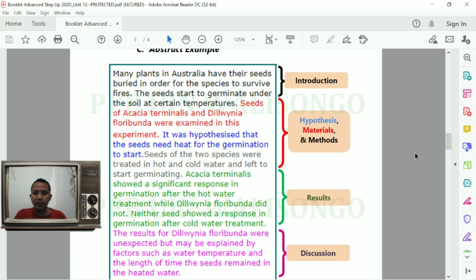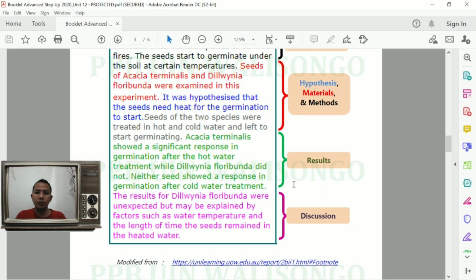And the second one is hypothesis, material, and methods. Seeds of Acacia terminale and Dilvinia floribunda were examined in this experiment. Jadi menghipotesis dulu ya, memperkirakan dulu ya. Kemudian ada juga material and methods ya. Seeds of the 2 species were treated in hot and cold water, jadi dengan air panas sama air dingin, and left to start germinating. Ya, jadi baru mulai untuk ditumbuhkan gitu ya.